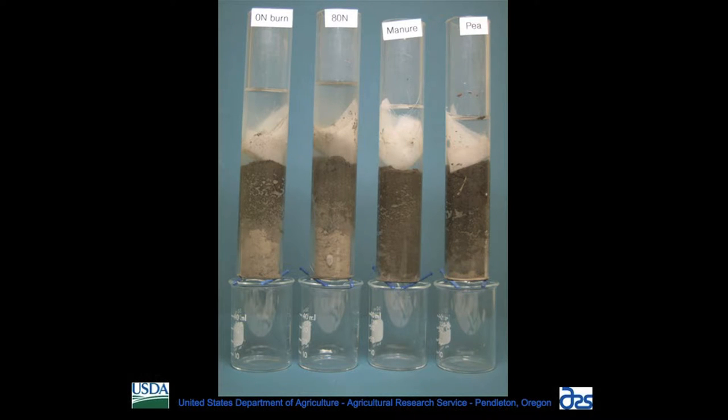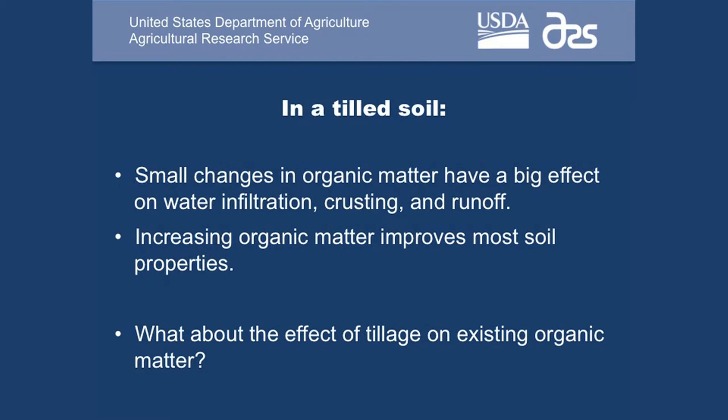If you had repeated rainfall events, which is the way it happens in the real world, the soil with low carbon is showing slower water infiltration right away. These will crust much, much faster than these, and that's why water runs off of these plots long before it would ever run off these plots. So even in a completely tilled soil, small changes in organic matter have a big effect on water infiltration, on crusting, and runoff. And this is just a little data set. You see that repeatedly everywhere I've measured it. So increasing organic matter improves most soil properties. This is just one of them.